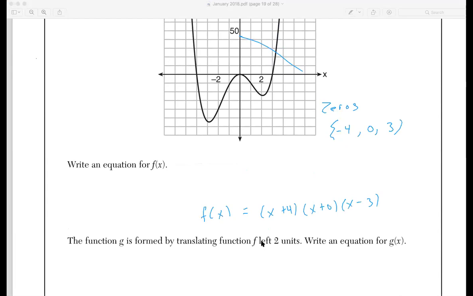It says that it's translated f left 2 units. So we want to translate this function and write a new function, g of x, that's translated left 2 units. Well, how are we going to do that? Right, we add 2 to each of these. So g of x is going to be x plus 6. Right, left, you go the opposite. X plus 2, x minus 1. That's the answer.